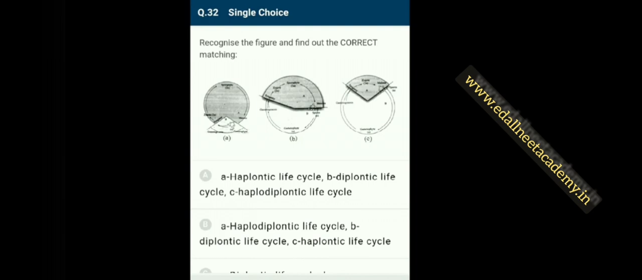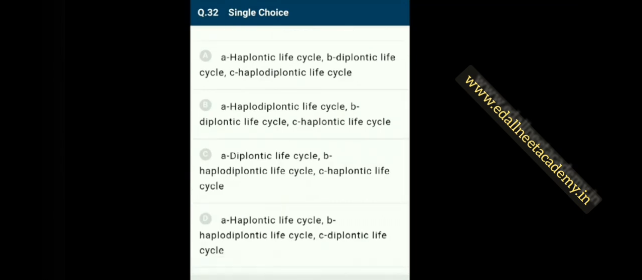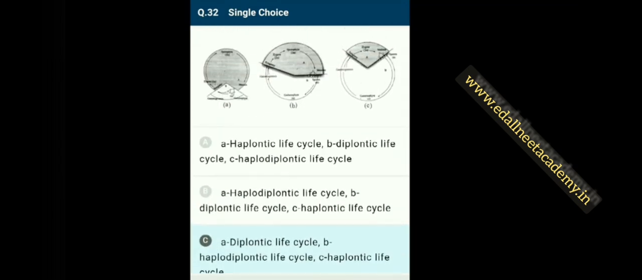In the haplodiploidic life cycle, both the stages have nearly equal duration and none of them is dominant. The gametophyte is independent, autotrophic and haploid, while the sporophyte is independent, autotrophic and diploid. Pteridophytes show this life cycle. So the correctly matching option is option C. In the given diagrammatic representation, A represents diplontic life cycle, B represents haplodiploidic life cycle, C represents haplontic life cycle.